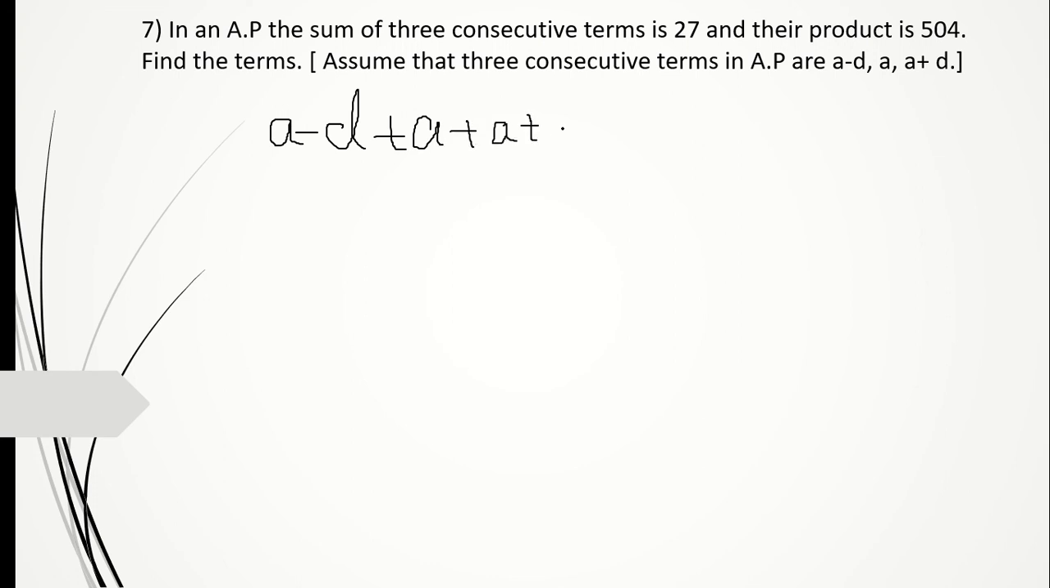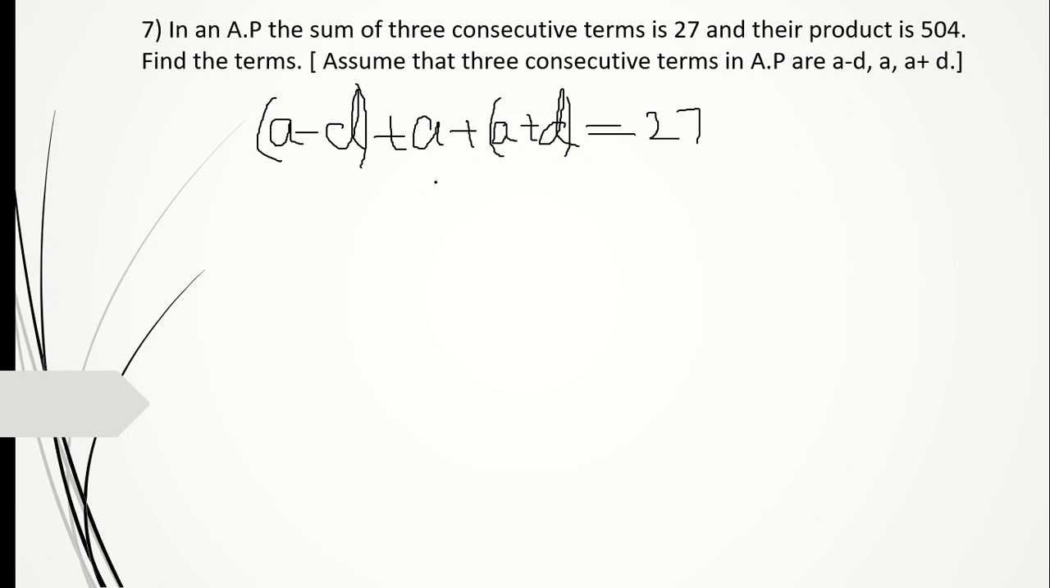Sum means addition. The sum of these numbers is 27. These three are different numbers. This is one number, this is another number, and this is another number. These are the three numbers, three consecutive terms, and their sum is 27.